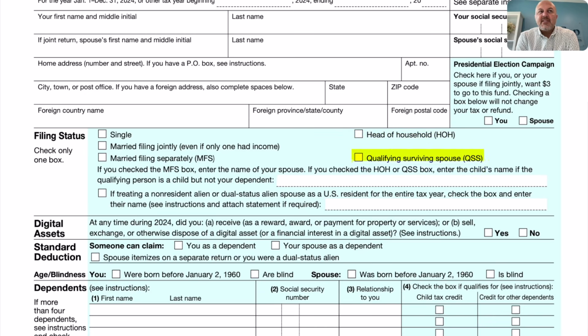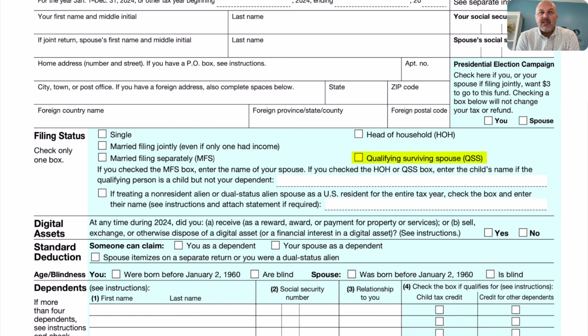The next filing status is qualifying surviving spouse. This is also known as a qualifying widower. It's a temporary filing status that allows you to file as a widow or widower and use the same tax rates as married filing jointly for 2 years upon the spouse's death. To qualify for surviving spouse, you must not remarry during that 2-year period, and you must have a dependent child and pay more than half the cost of maintaining the household for that child.